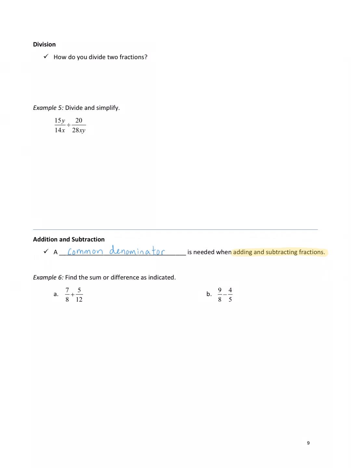Example 6, find the sum or difference as indicated. So first we see we have different denominators. So what we have to do is first find a least common denominator, meaning we need to find a number that 8 and 12 both go into evenly.